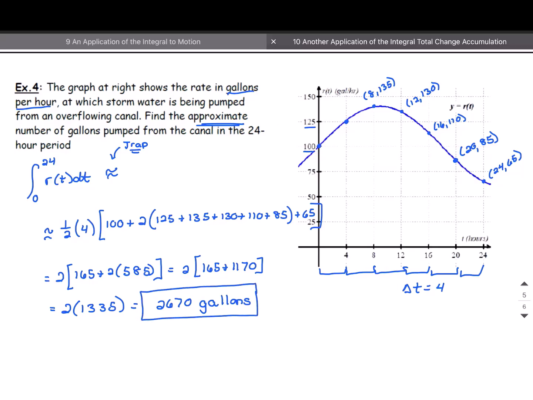2,670 gallons of stormwater were pumped out. Awesome. All right, guys, there we go. Several total accumulation problems using integrals, both numerically, graphically, and analytically. Have a great day. Bye.